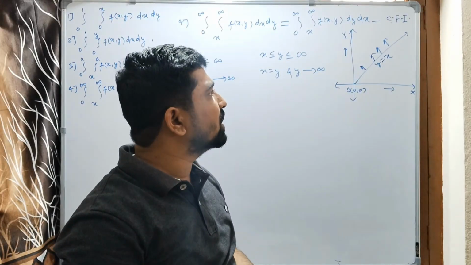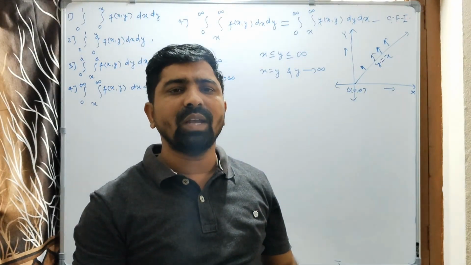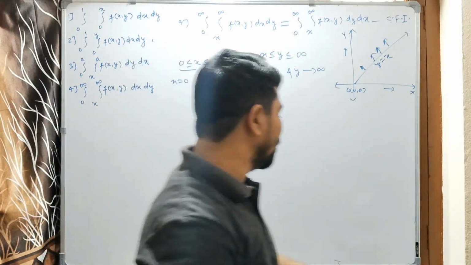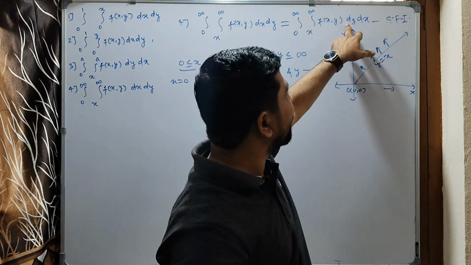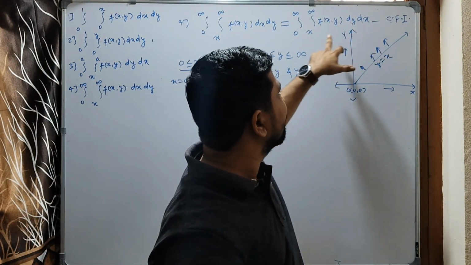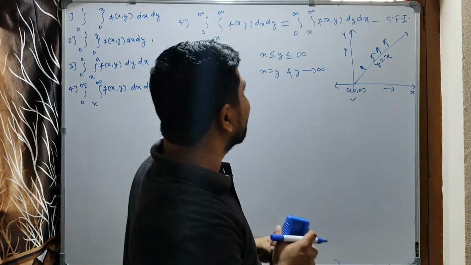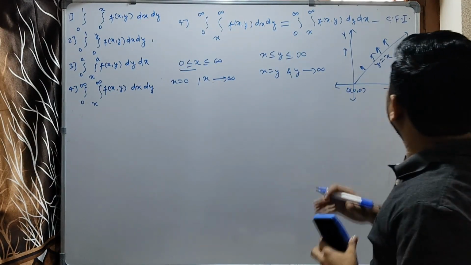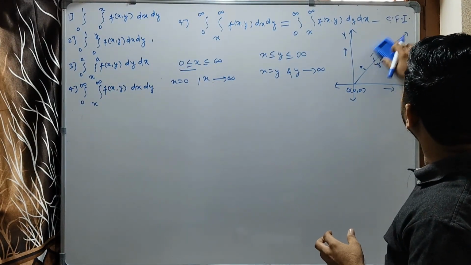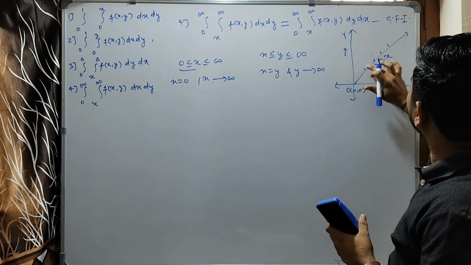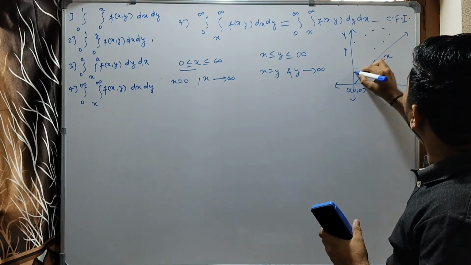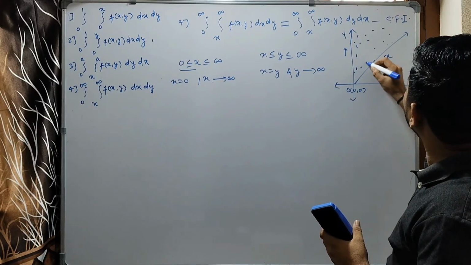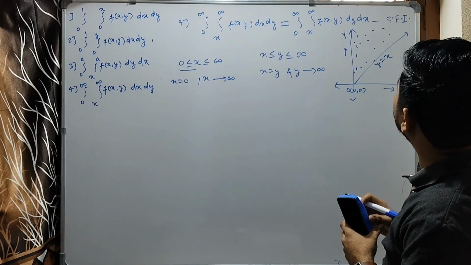Now I want to cover this region with the help of vertical and horizontal strips. In the question the given order is dy dx, because the limit is in terms of the x variable. Let's say this is my region. I want to cover this whole region with the help of the vertical and horizontal strip method.